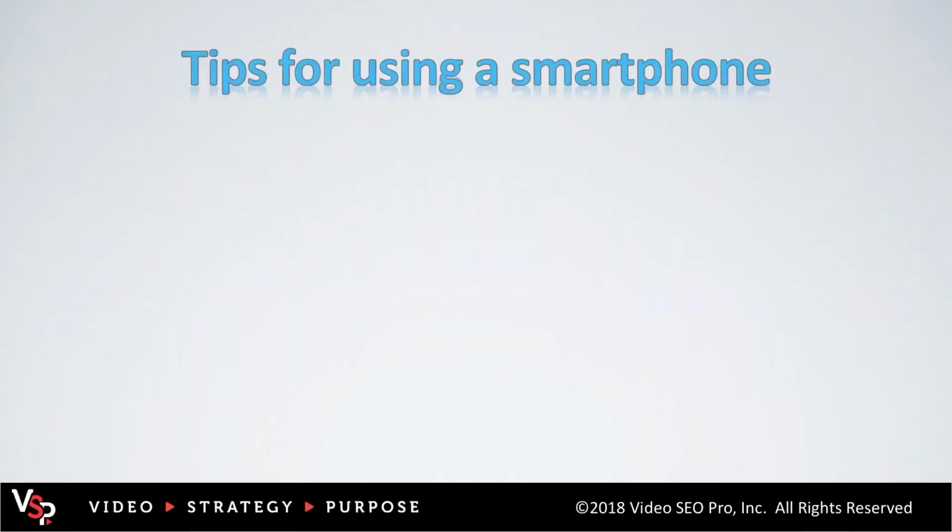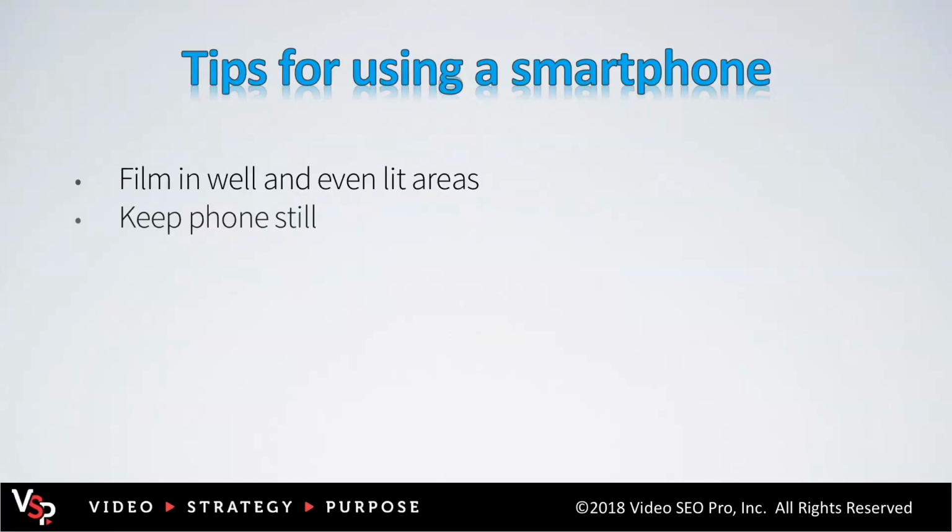All right. So tips with the smartphone. I told you this before, film in well-lit areas, keep the phone still. That means using a tripod if possible, or the gimbal, which is a new choice. Use the camera that's on the back of the phone when possible. Obviously, if you're doing kind of selfie video, you're going to be using the other camera, but the newer cameras are equally good on both sides, so it's less of a problem.